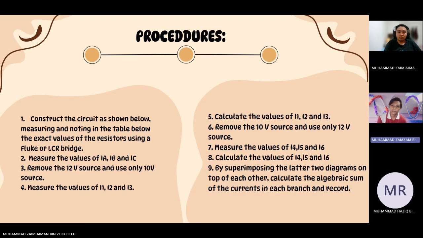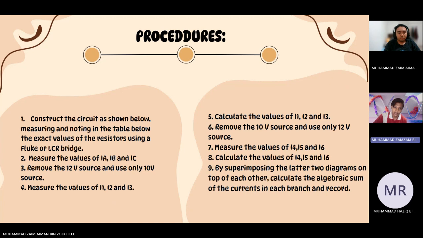All right, this is the procedure to complete this task. There are 9 procedures. The first one is to construct the circuit as shown in the question. The second one is to measure the value of IA, IB, and IC. The third is to remove the 12-volt source and use only the 10-volt source. So what I need to do is remove the 12-volt source and replace it with a link or a wire connection, so there is only one power source, which is 10-volt.